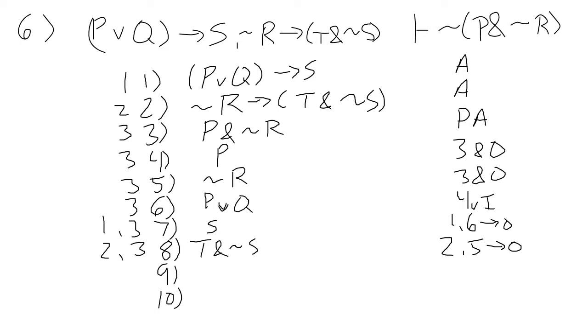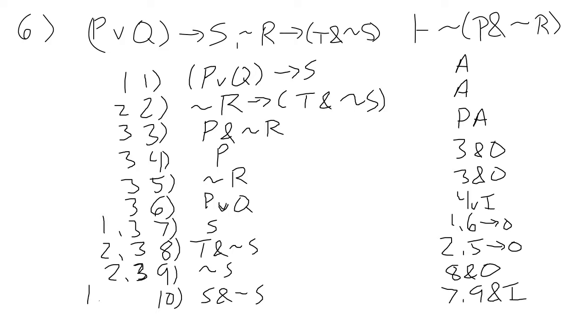Now I need the not S from that conjunction, so I'm going to do 8 ampersand out. And then I need to put both of those together. S and not S. Oh, I gotta finish this real quick. And then that's gonna be from 7 and 9, ampersand in. 7 and 9, that's gonna be 1, 2, and 3.